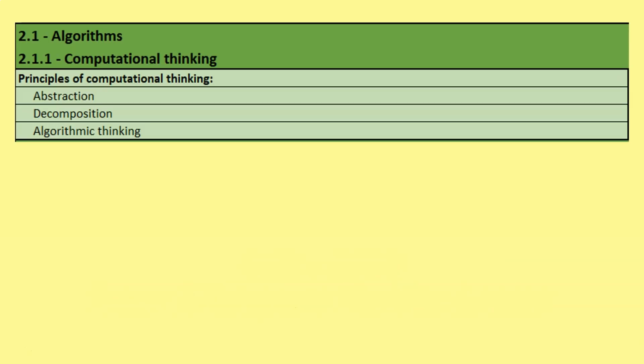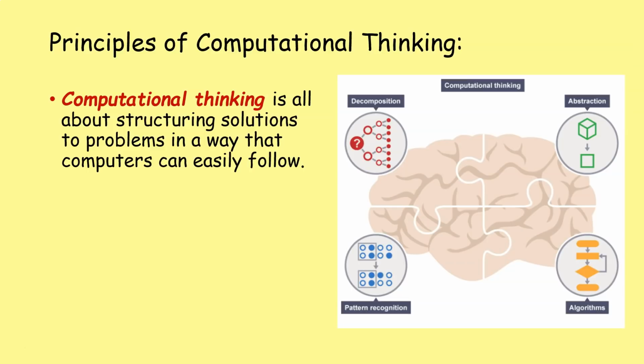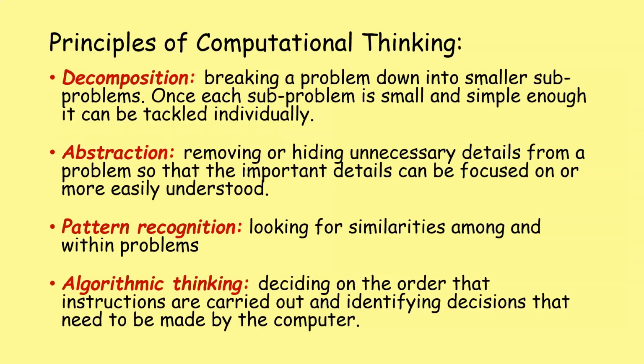We'll start with algorithms and computational thinking. Computational thinking is all about structuring solutions to problems in a way that computers can easily follow. The key parts of this are decomposition, abstraction, pattern recognition, and algorithmic thinking. Decomposition is breaking a problem down into smaller subproblems. Once each subproblem is small and simple enough, it can be tackled individually.